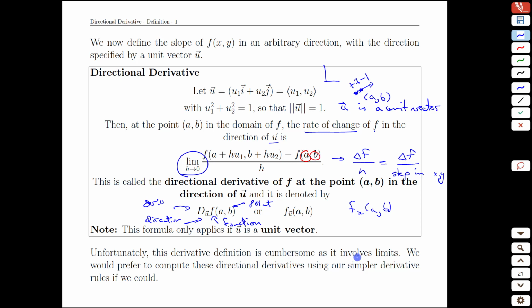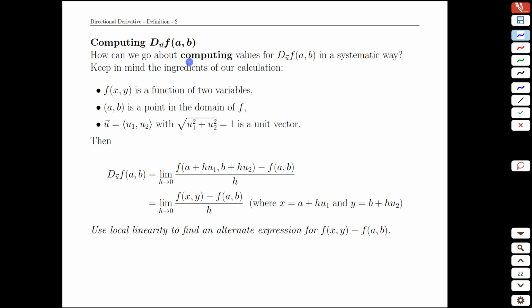Now, it's no shock that this is not the way we're typically going to evaluate derivatives in directions other than x and y, because this is the limit definition. This is where we go back to if we need to, but we'd really like a more efficient process that uses all the tips and tricks that we have about derivatives from our earlier work. So let's take a look at that next. We are interested in computing these directional derivatives in a systematic way, and we have all of these ingredients that we just talked about. We can then take this formula, applying the definition here.